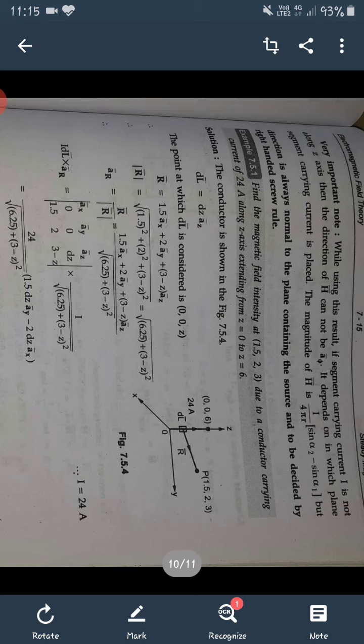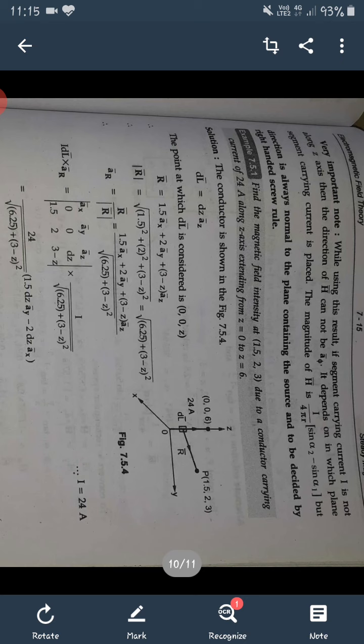Now take the problem. Find the magnetic field intensity at 1.5, 2, 3 due to a conductor carrying a current of 24 ampere along the z-axis extending from z equal to 0 to z equal to 6. The conductor is shown in the figure.